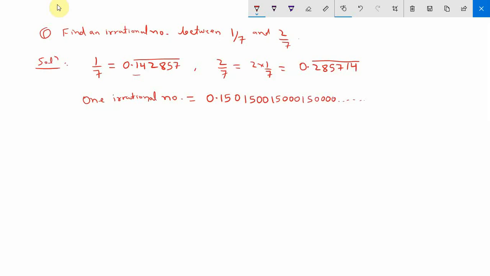Next we will see how to represent real numbers on a number line. So if we take any number, suppose represent 2.665 on a number line.